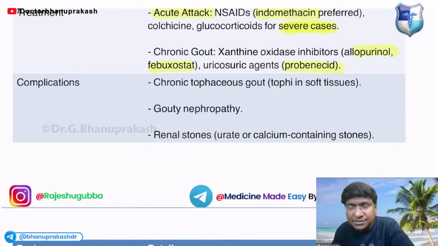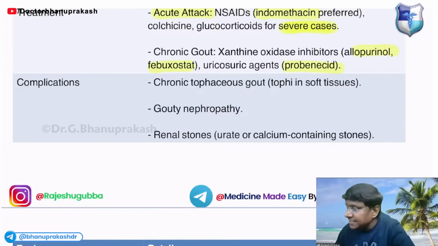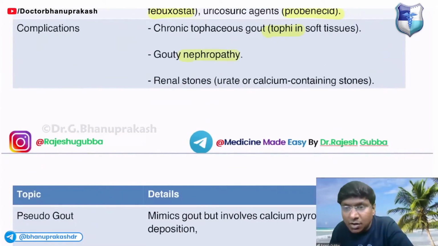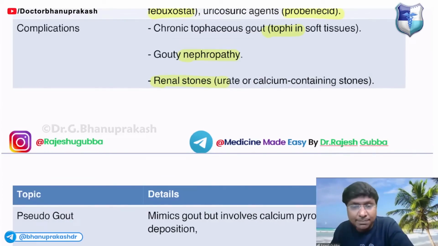And what are the complications? This uric acid can accumulate within the soft tissue in the form of tophi. It can accumulate within the kidney in the form of gouty nephropathy. And the uric acid can accumulate in the form of renal stones. So these are the complications.